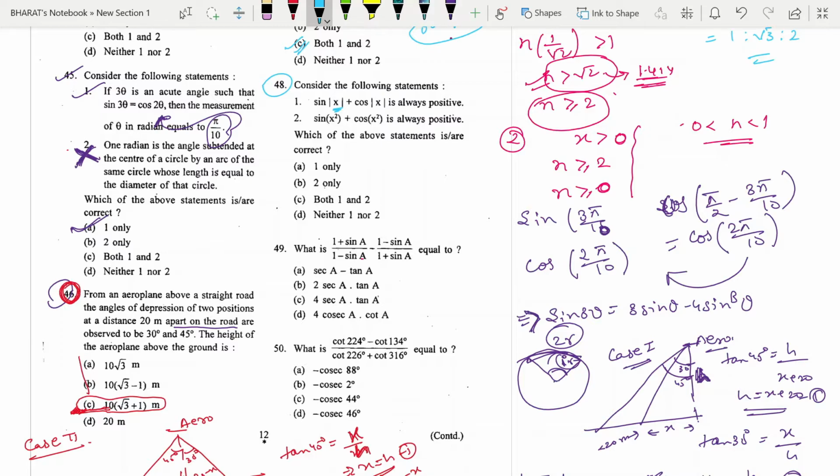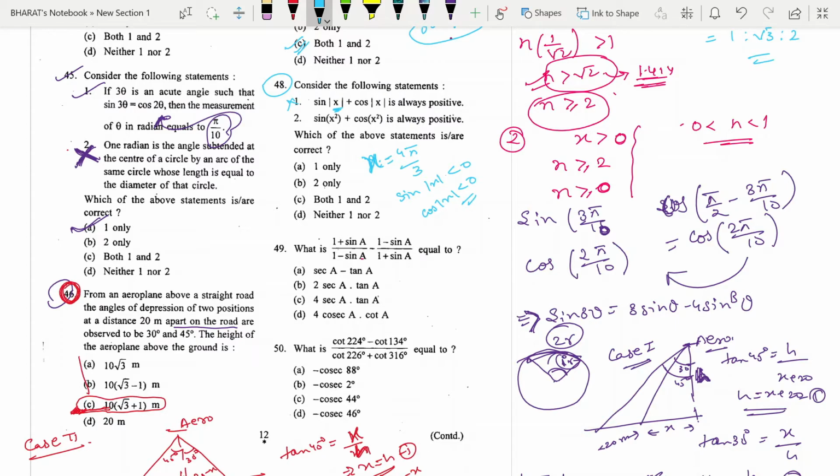Let's take an example. We will take pi plus pi by 3, that is 4 pi by 3. Let's take x to be equal to 4 pi by 3. For 4 pi by 3, sin of mod x will be less than 0, and cos of mod x will also be less than 0. The whole expression will be negative. So this is wrong.